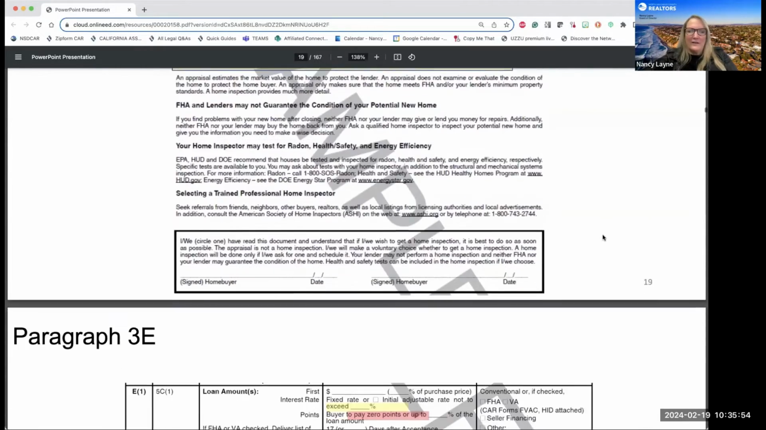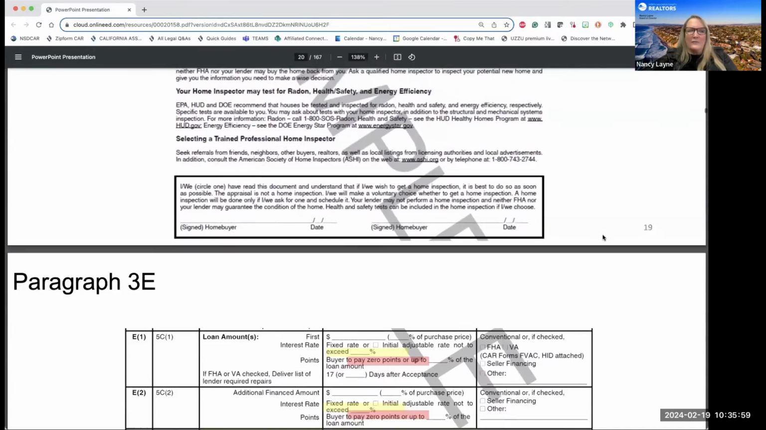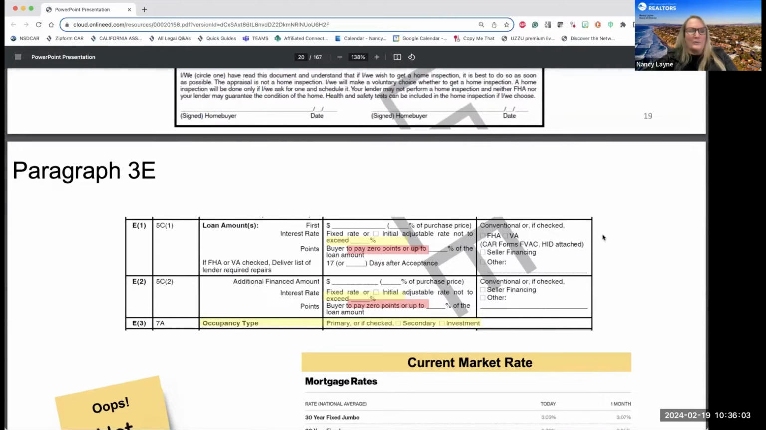Again, you have to have a home inspection. These forms are automatic. They fill in when you sign this agreement with your contract, I mean, when you sign the contract with your buyer or seller.